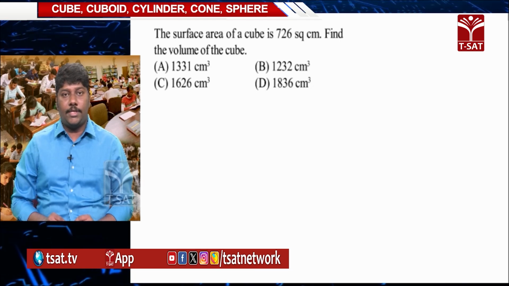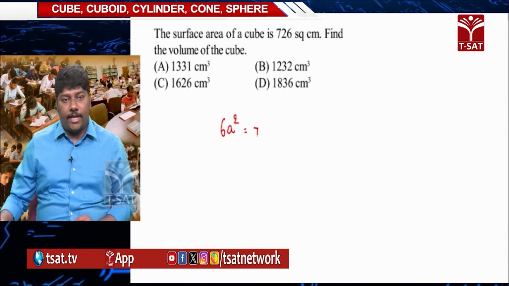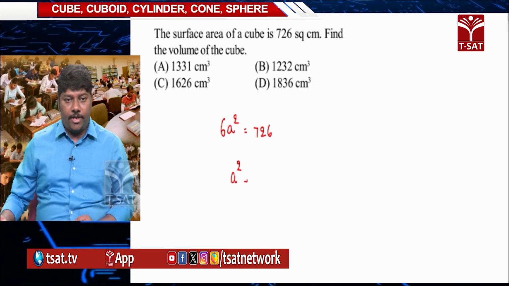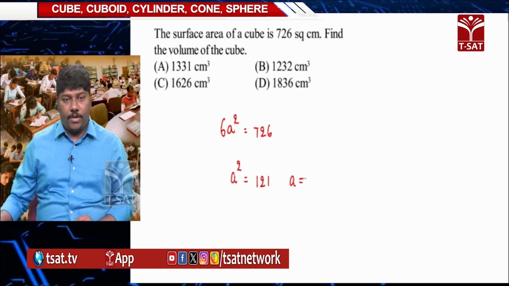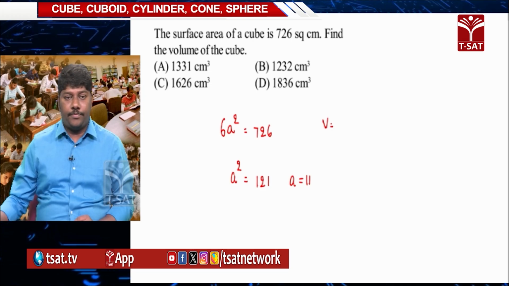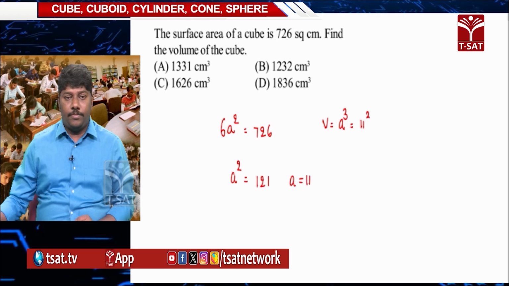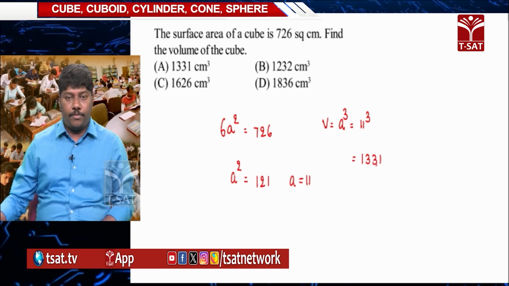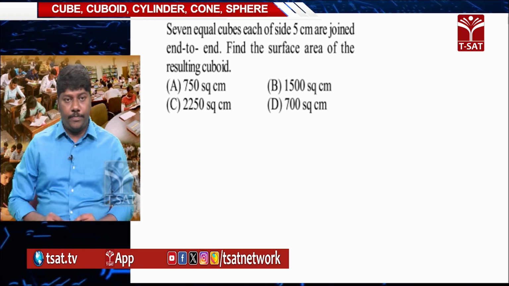So we'll take the total surface area of the cube, that is 6a square is 726. A square, if you cancel the 6, it is 121. A is equal to 11. Volume of the cube is a cube, which is 11 cube, 1331. So the answer is 1331. Look at the next one.